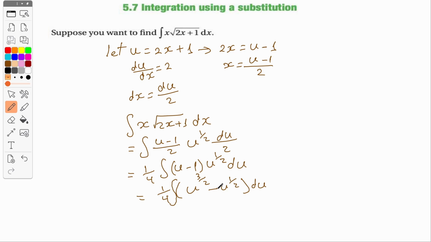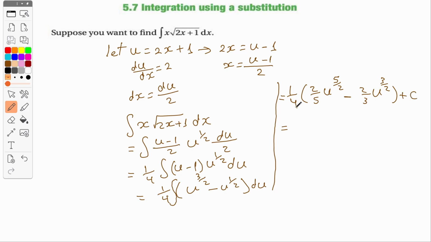Now let's integrate. We have two terms, so we need to integrate term by term. Keep quarter as it is. Now let's integrate u power of 3 over 2 by adding 1, then dividing by the new index. 3 over 2 plus 1 will be u power of 5 over 2, then dividing by 5 over 2. Dividing by 5 over 2 means multiplying by 2 over 5, the reciprocal of 5 over 2. Minus, again add 1 to u power of half, then divide by the new index. It is 3 over 2, then dividing by 3 over 2 means multiplying by 2 over 3, then plus c.